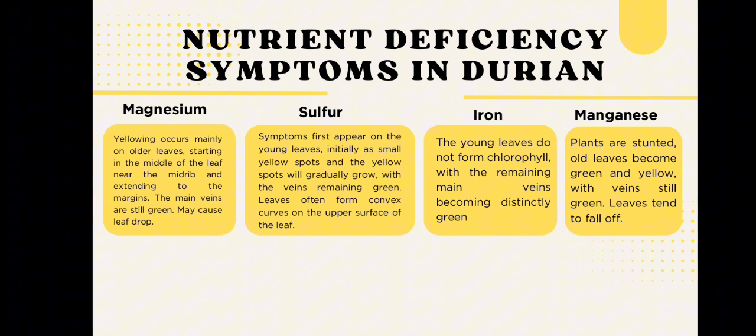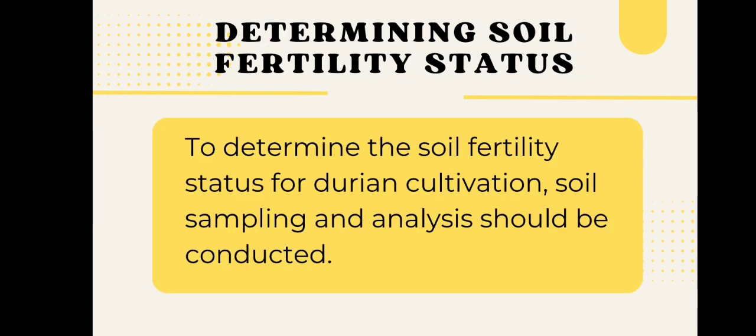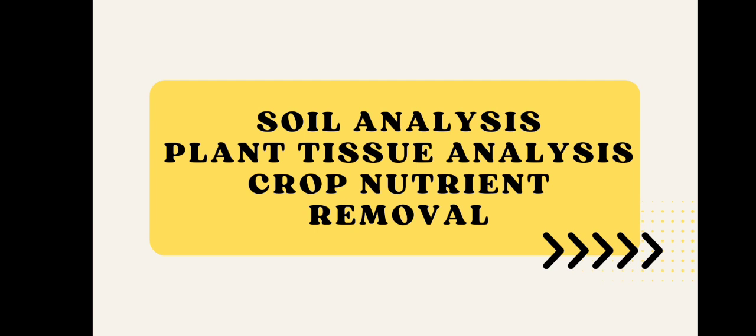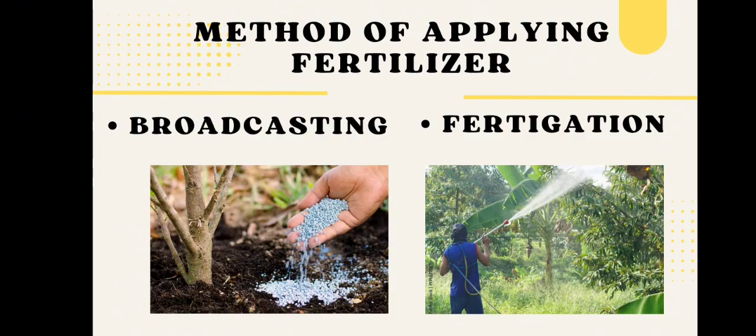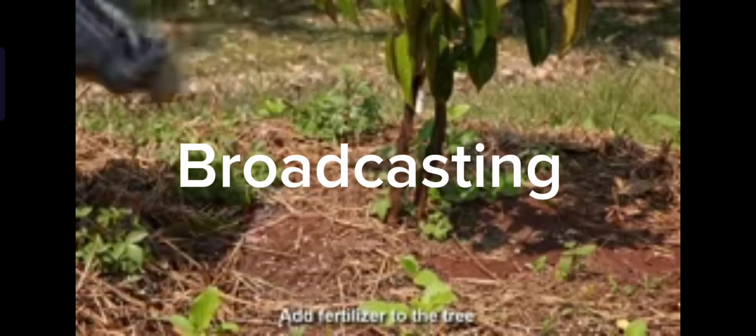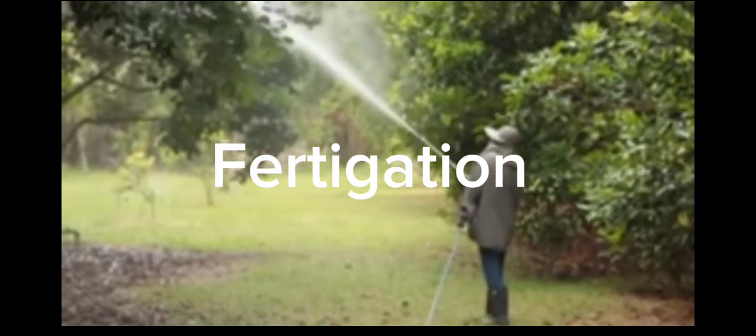And the next one is manganese deficiency symptoms, when the old leaves become green and yellow with the veins still green. To determine soil fertility for durian cultivation, soil sampling and analysis should be conducted. Methods of applying fertilizer: we have broadcasting and fertigation.